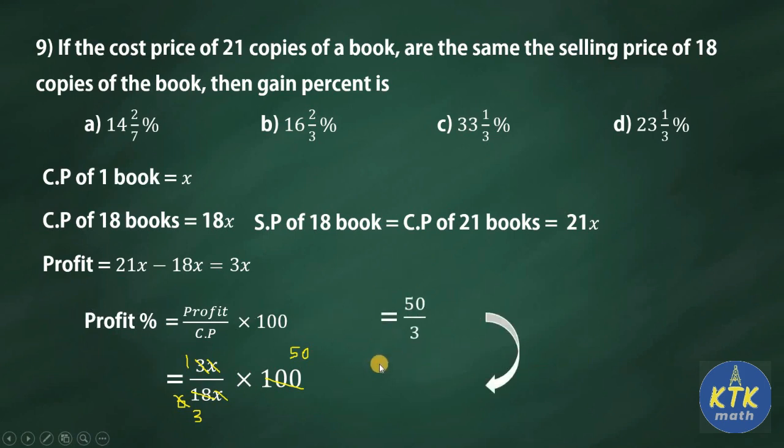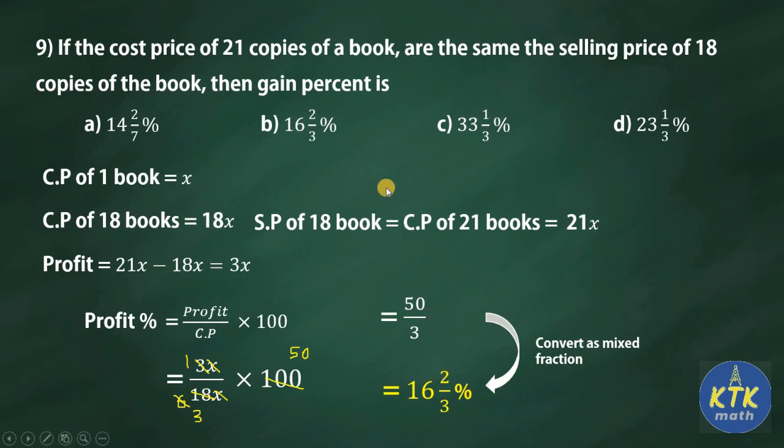50 by 3, we can't cancel further. Therefore I am converting this improper fraction into a mixed fraction. 50 by 3, how many times are there? We know that 16 3s are 48, remaining 2. So 16 2 by 3. If you want to check whether your conversion is correct or not, you can again convert this into improper: 3 16s are 48, 48 plus 2 is 50, 50 by 3.